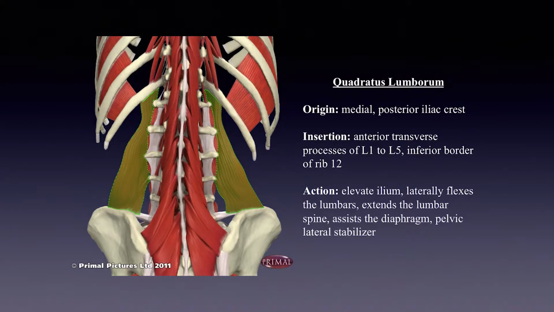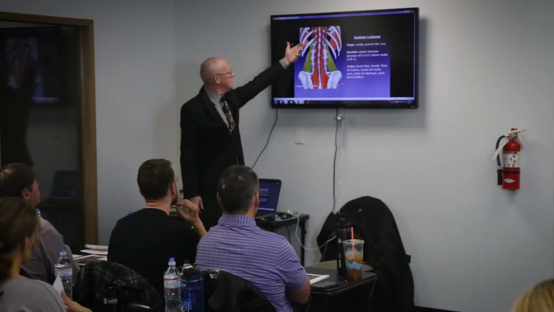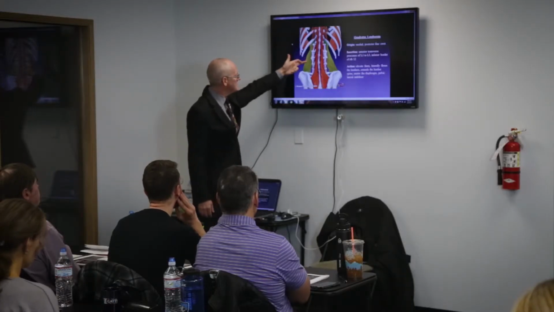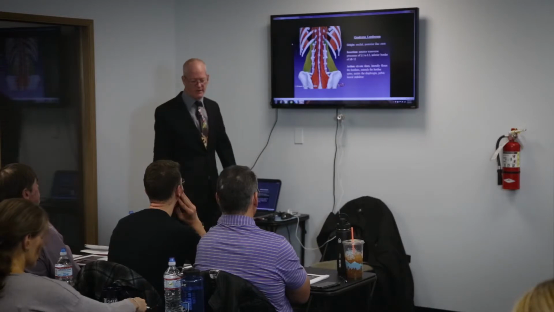Quadratus lumborum, attaching from the ribs and transverse processes down on top of that iliac crest. Real quick, easy evaluation. Again, this person's going to be a little antalgic to one side. If you can have them lift the hip to the rib and compare. With a disc herniation, they might not be able to do that at all.